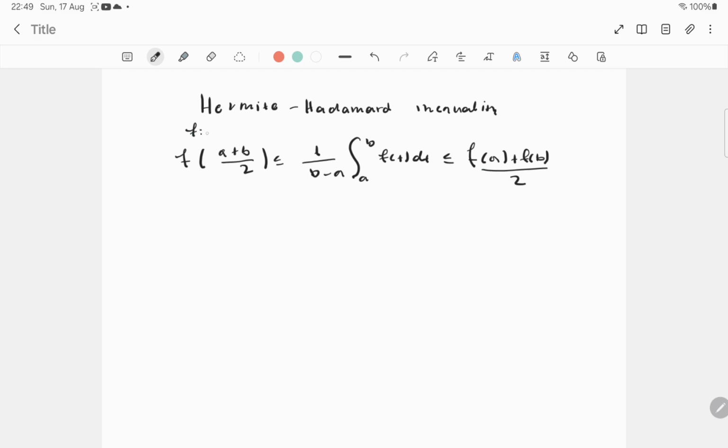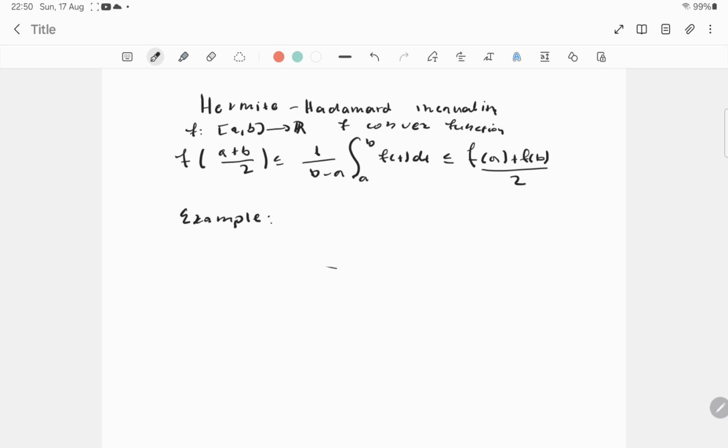So assuming that f is a convex function, then this inequality holds. The function evaluated at (a plus b) over 2 is less than 1 over (b minus a), times the integral from a to b of the function. And this is bounded by the sum of the functions evaluated at a and b divided by 2. So it's taking the average of the two. Let's have a look at an example.